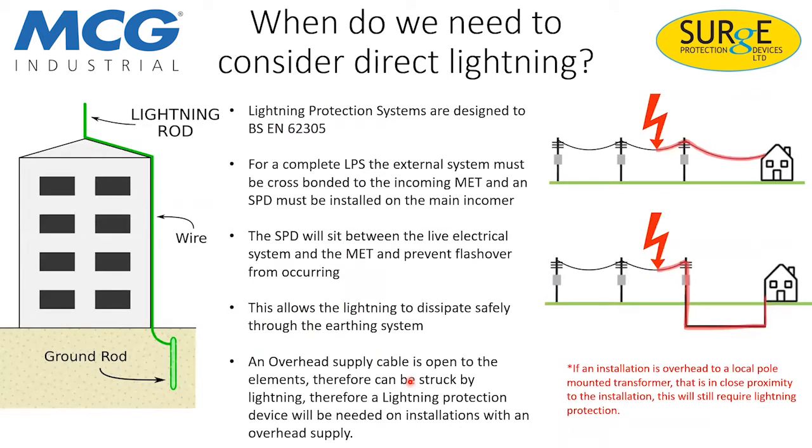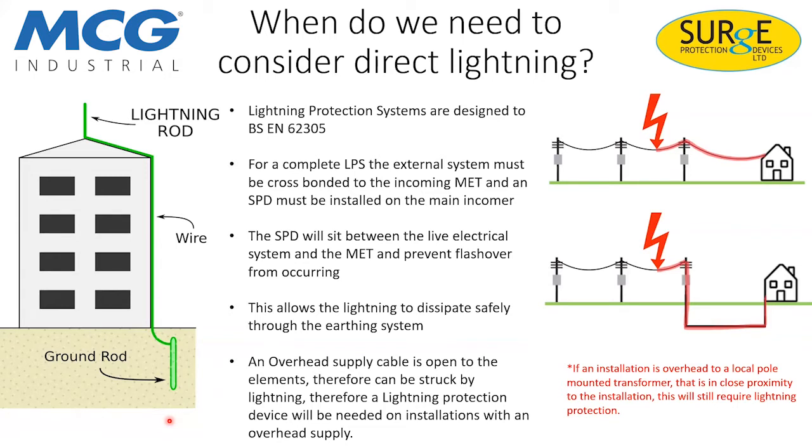So we do have to consider direct lightning, but it's only in very specific circumstances. So when we have an external lightning protection system like this, so we have a spike on the roof and tape running down the outside, it's commonly seen on quite tall buildings, schools, churches, large city centre buildings, things like that. So they are designed to BS EN 62305, which is your lightning protection system.